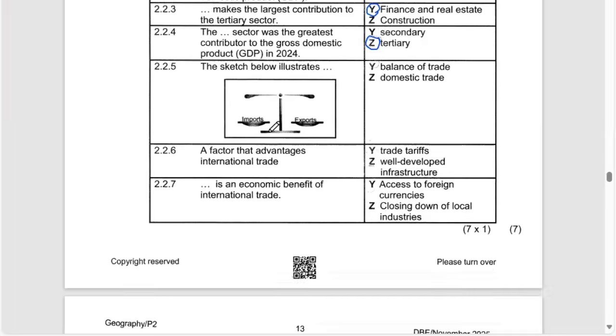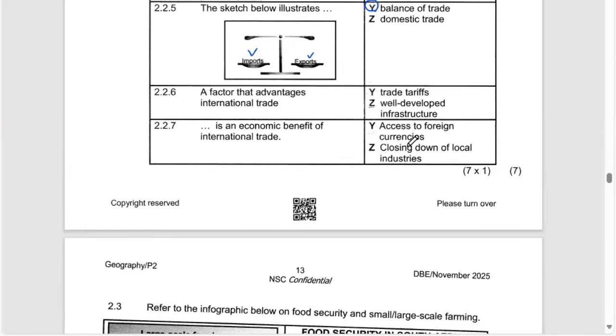Then the sketch below illustrates exports and imports, and they appear to be in balance. So if exports are equal to the value of imports, it means there is balance of trade. Right. Number 2.2.6, a factor that advantages international trade. What factor advantages international trade? It's well-developed infrastructure. If we have well-developed infrastructure, it means we are able to import and export effectively. Tariffs are taxes imposed on imports, which means it's a hindering factor to international trade. So it's not a correct response.